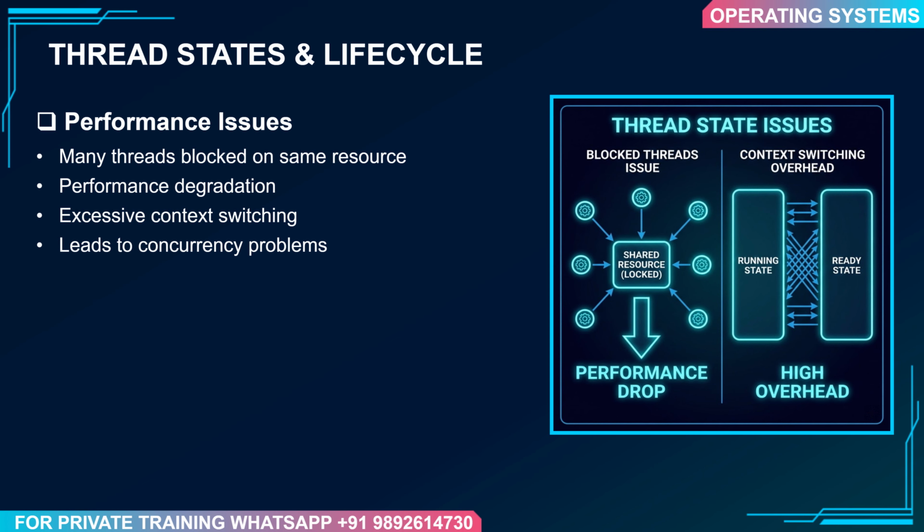Understanding thread states also helps explain common issues in multi-threaded programs, which we will discuss later. If many threads are stuck in the blocked state waiting for the same resource, performance can drop. If threads are frequently moved between running and ready states, context switching overhead can increase. These ideas will become very important when we study race conditions, deadlocks, and thread scheduling.